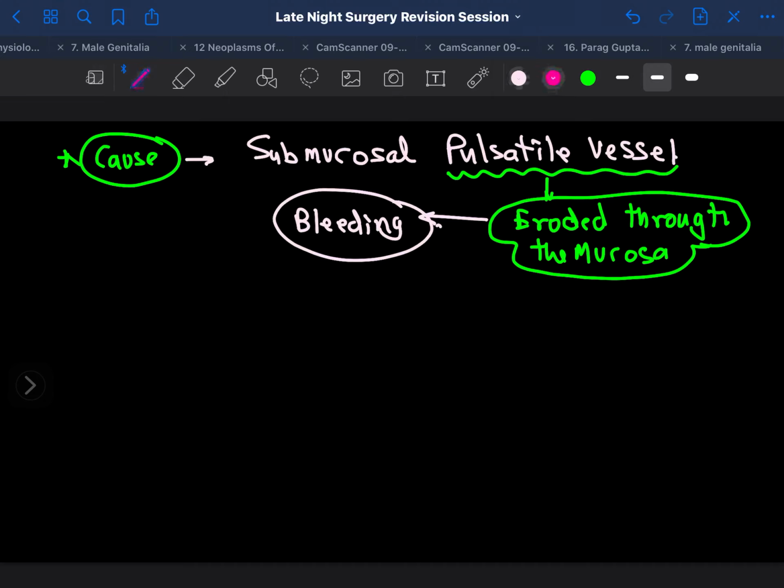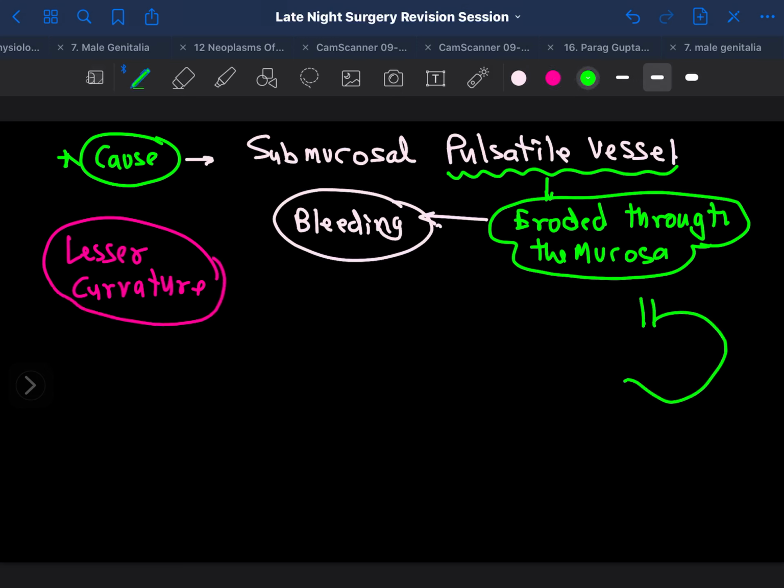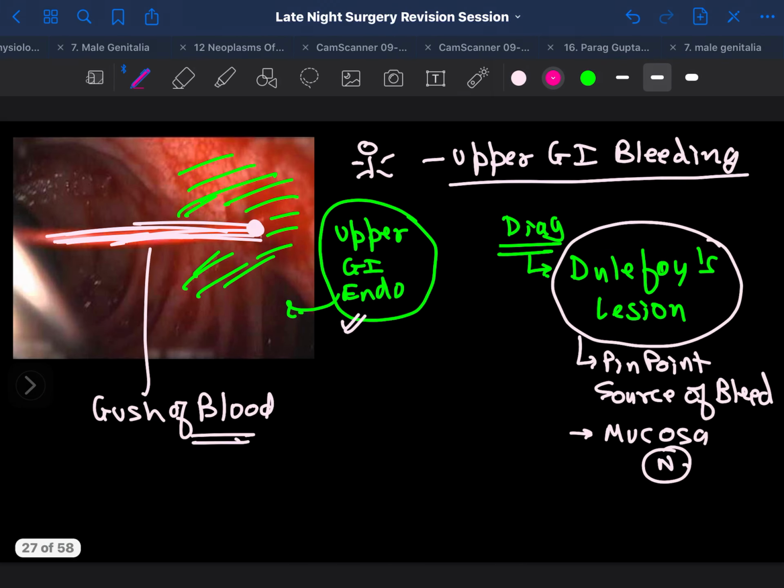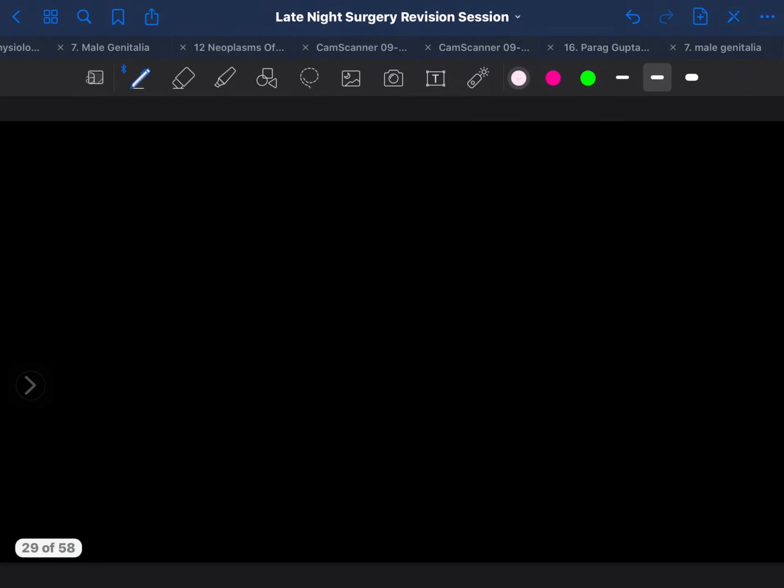This particular thing is more on the lesser curvature. Why is it more on the lesser curvature? Because along the lesser curvature you have your left gastric artery, and any branch of this can torrentially start bleeding, and that is why it is more on the lesser curvature. I hope you got the reason for that. And this is a submucosal pulsatile vessel. It is not some AV malformation or something like that. So now you have done an upper GI endoscopy, and you're finding just this kind of torrential bleeding which is happening.